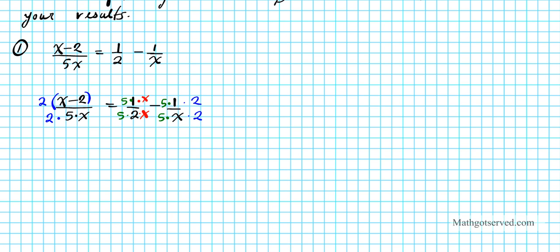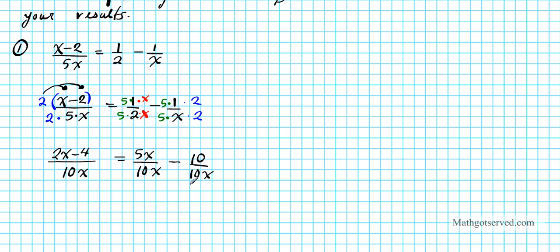We're going to have, in the numerator here, distribute the 2 to the x and the negative 2. So we have 2x minus 4 over, in the denominator, 2 times 5 is 10x, equals 5x over 10x. Okay? Minus, and then 5 times 1 times 2 is 10 over 10x. If you notice, all the denominators here are the same, and that's exactly what the LCD is. So in order to get rid of the denominators, which are now common, we're going to multiply everything by the denominator. Okay?